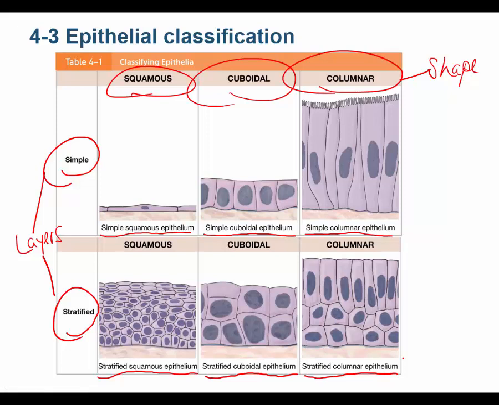Now here's the deal. Do you remember there's a basolateral surface and there's an apical surface? We classify these stratified epithelial tissues by what their apical cells look like. So here's the actual apical surface right here. So this is an apical cell. And we classify this tissue by the apical cell.